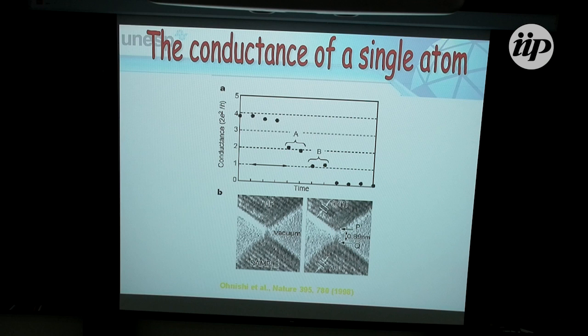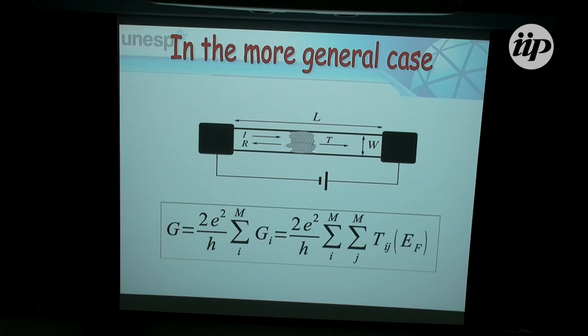Okay, so the more general case would be to actually include a scatterer. Our system was very simple, and in that case there was no scattering. Even though there is a quantum of conductance, there was no scattering site in the system, right? So there is an intrinsic conductance quantum which is associated with the infinite system, right?